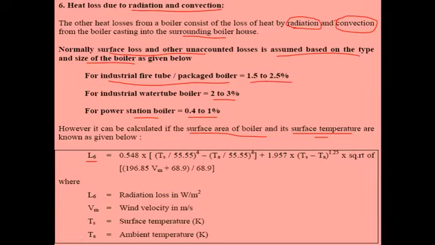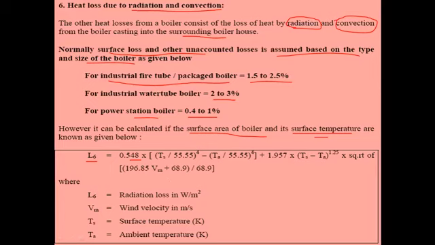This L6 is equal to 0.548 into [(Ts/55.55)^4 minus (Ta/55.55)^4] plus 1.957 into (Ts minus Ta)^1.25 into the square root of [(196.85 Vm plus 68.9)/68.9].